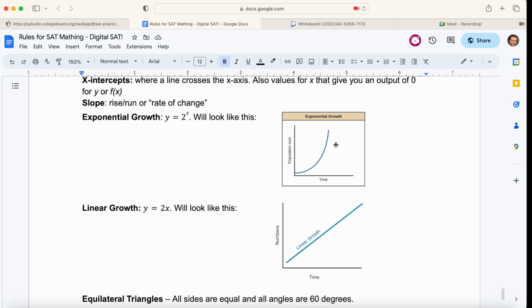The question with exponential growth versus linear growth is: is the growth constant, or is the growth changing, generally accelerating year over year? If the growth is changing, then it's going to be exponential. If you're adding the same amount every year, you're going to get a line, a linear equation, linear growth. If the rate of change is constant, it's linear. If the rate of change is changing, it's exponential. Does that make some sense?